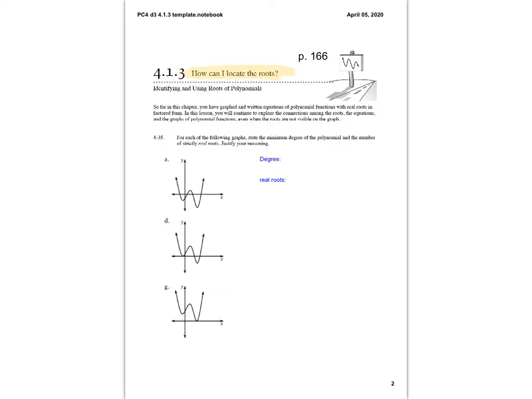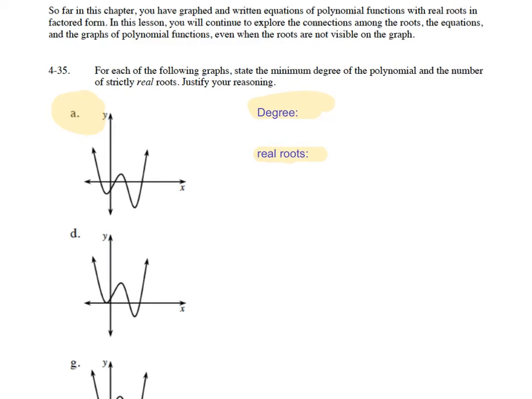So let's begin with 4-35 parts A, D, and G. We want to be able to identify the degree of this polynomial and the number of real roots. In part A, the degree of our polynomial is going to be 4 because there are 4 x-intercepts. And each one of those intercepts represents one real root, so there's going to be 4 real roots. Now this is the minimum degree. It could be larger, and that's something we will discuss as we move through chapter 4.